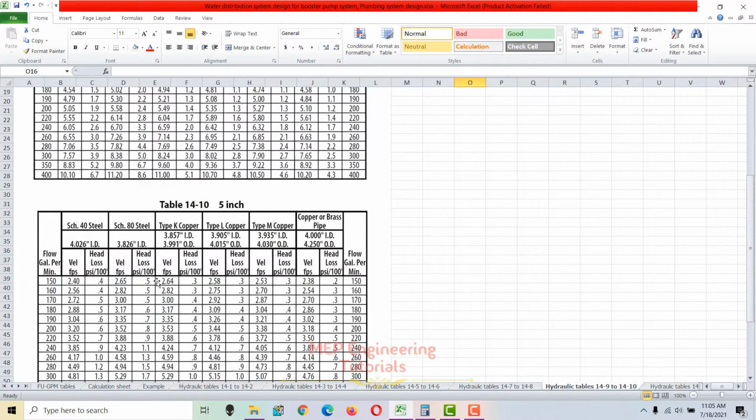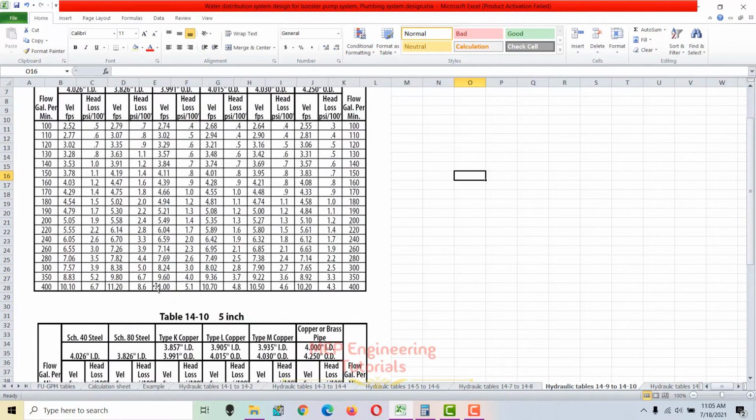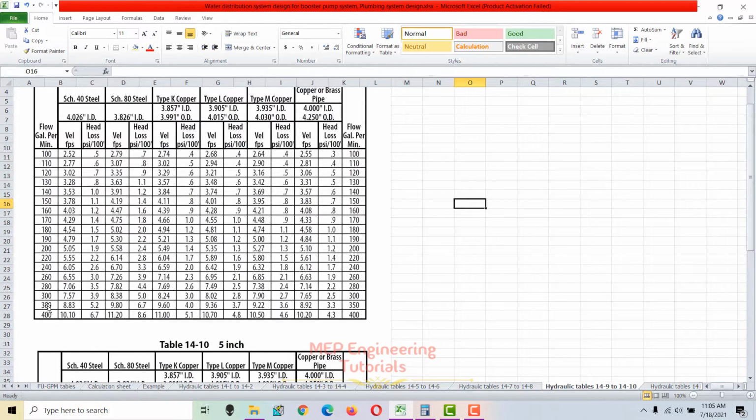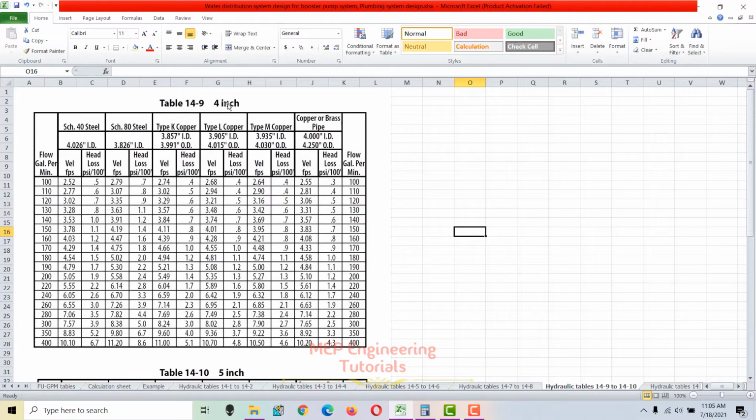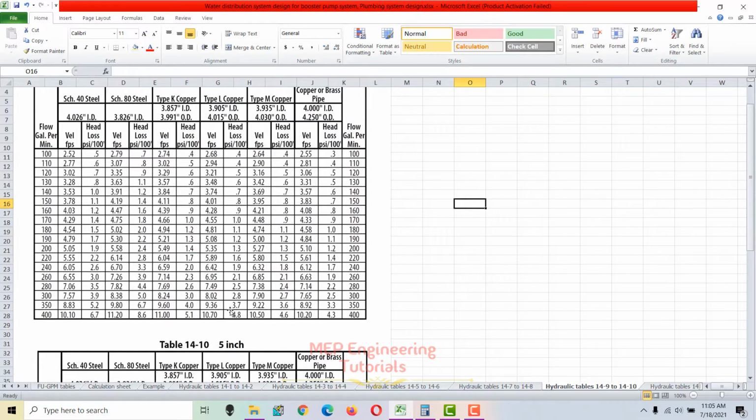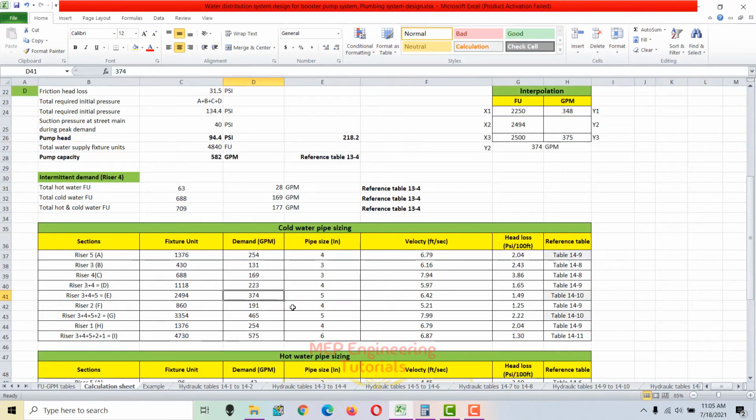One thing I need to tell you first: 374 GPM is also available for the 4-inch pipe, but if you move to copper L tubing and check, the velocity is 9.36 at 350 and 10.70 at 400. So 374 is available there, but the velocity is higher than the recommended velocity and exceeds the limit. Although the head loss is okay, the velocity is exceeding, so we are not going to select the 4-inch pipe size. That's why we have selected the 5-inch pipe size, table 14-10.